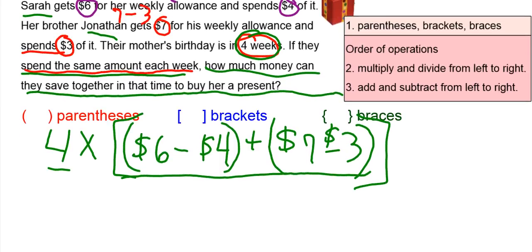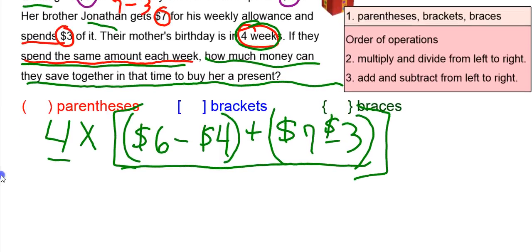Now that I have my problem written, my numerical expression, now I need to solve. I need to go ahead and work this out. So I need to start with my order of operations. So do I see parentheses, brackets, or braces? And I know that I do, so I start with the parentheses first. So I see 6 minus 4, so I need to solve for that. That's going to give me $2 plus 7 minus 3, that's going to give me $4.